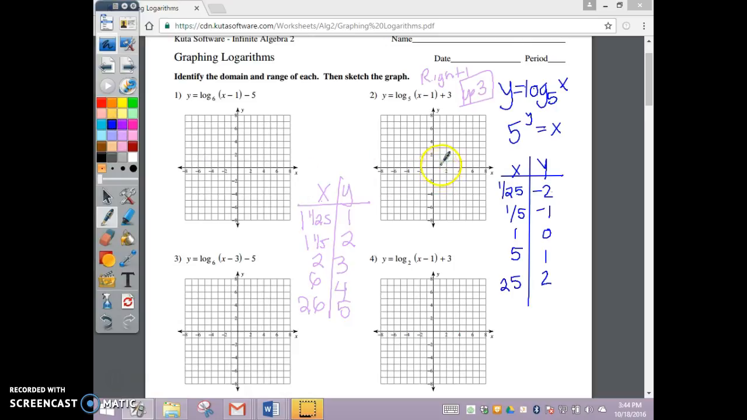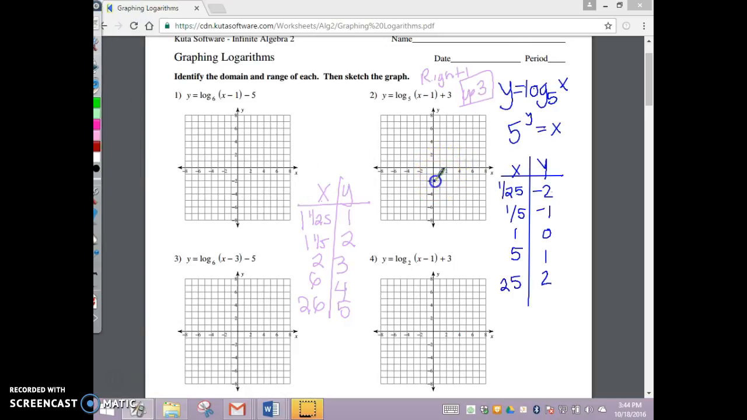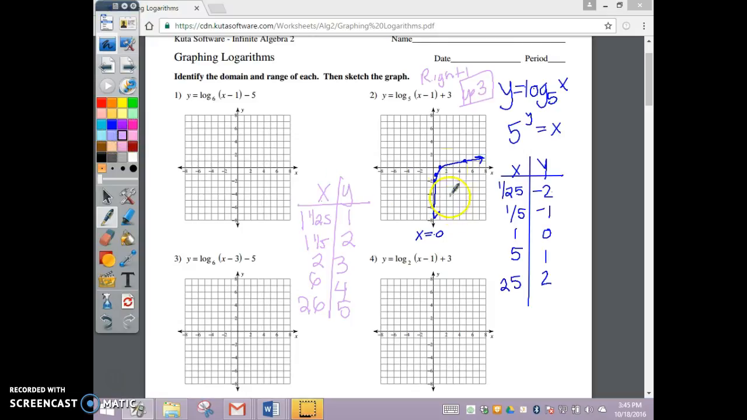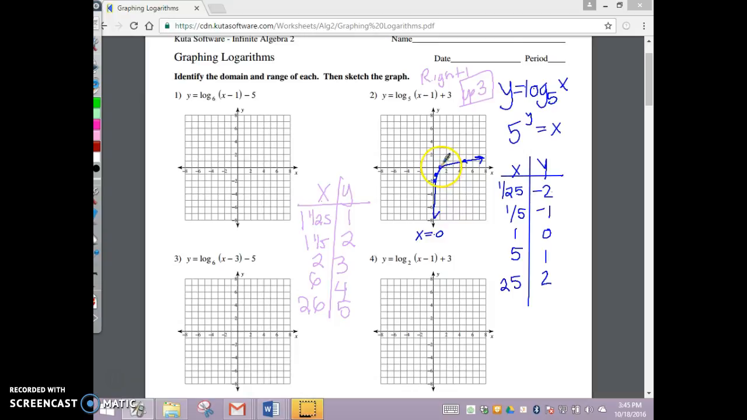So my original parent function is at 1/25th, I'm down here at -2. 1/5, I'm at -1. There's my x-intercept, 5, 1, and 25, 2 is going to be off the page. Parent function. Asymptote at x equals 0. Okay, here's my transformation. So I'm at 1 and a 1/25th, and my y value is 1. 1 and a 5th, my y value is 2. 2, 3, 6, 4. My asymptote again is at x equals 1, making my domain 1 to infinity, and my range all real numbers.